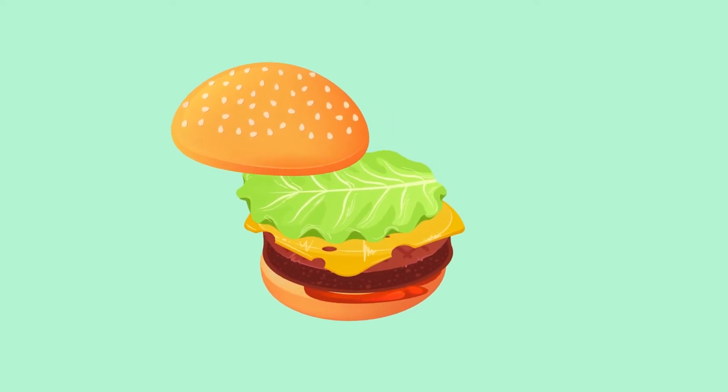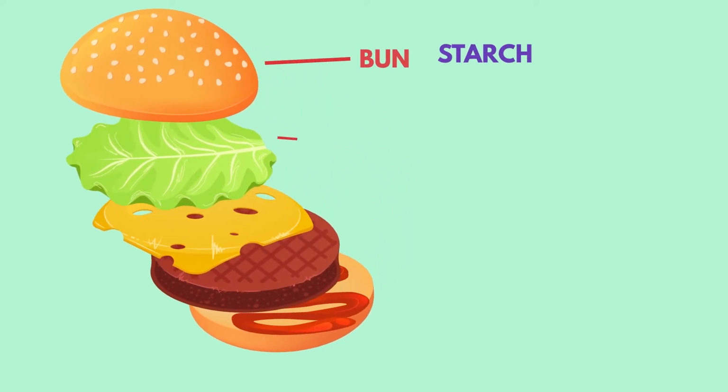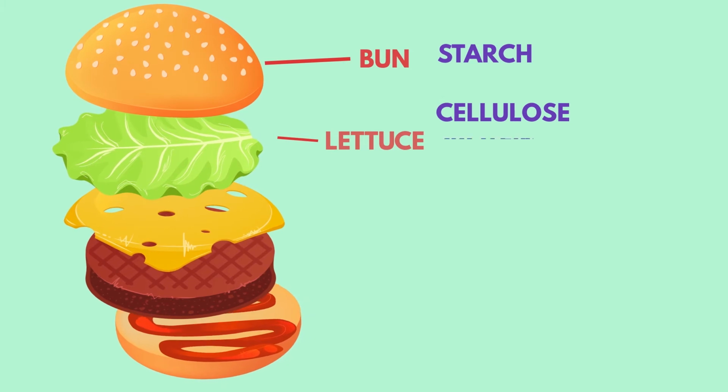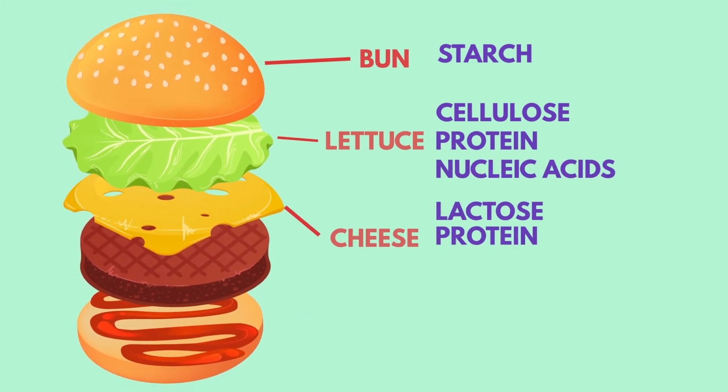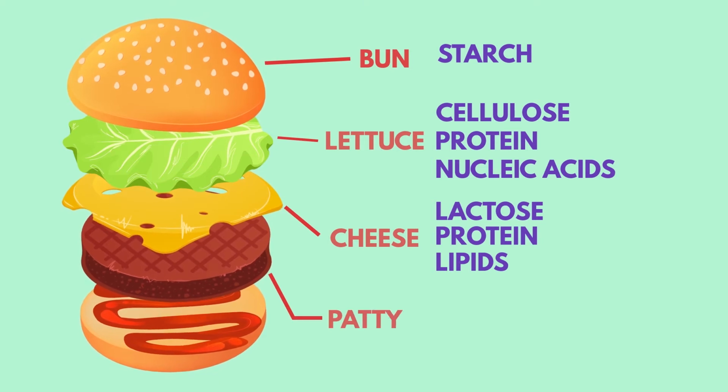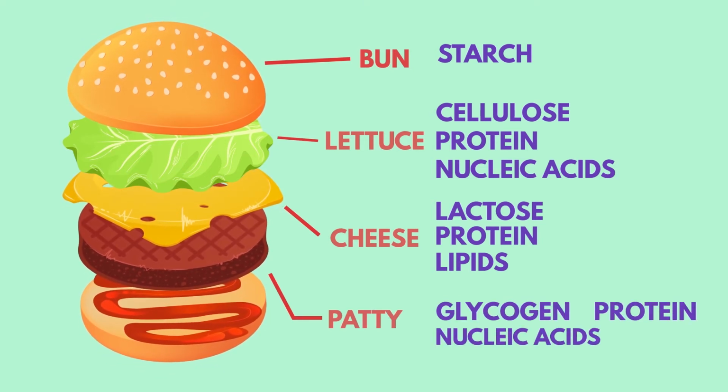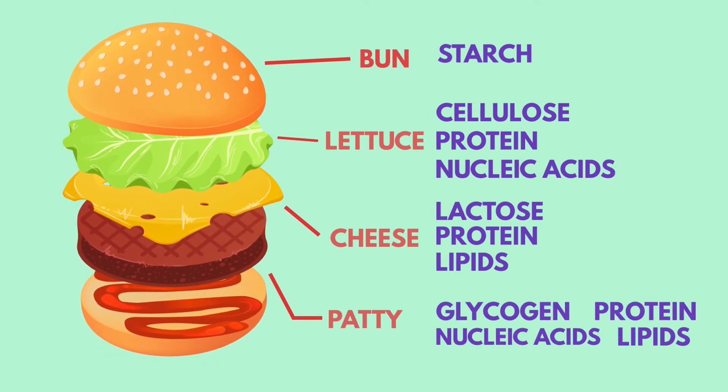So let's start the journey through the GI tract. We will begin with the ingestion of a cheeseburger, which has a bun, starch, lettuce with cellulose, proteins, and nucleic acids, cheese with lactose, proteins, and lipids, and a beef patty with glycogen, proteins, nucleic acids, and lipids.